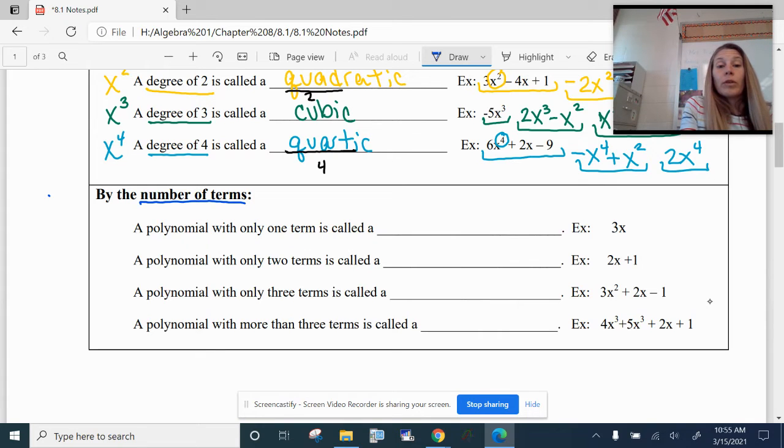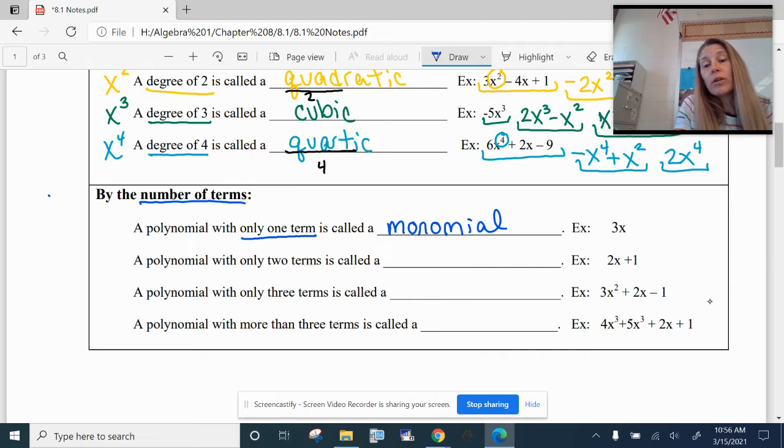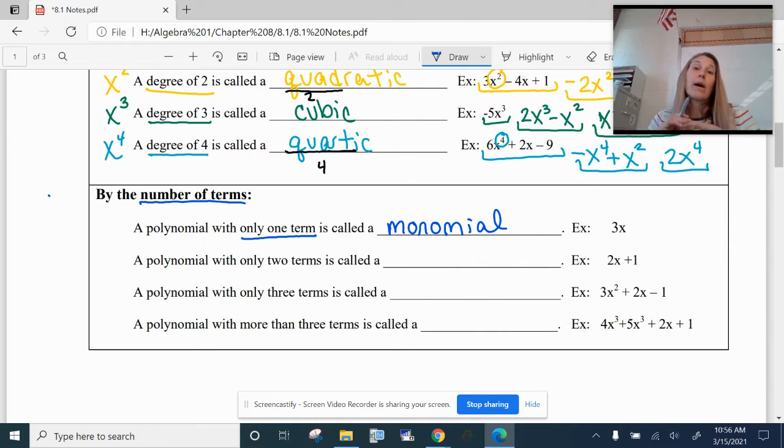So a polynomial with only one term is called a monomial. Now, all of these are going to end with this nomial portion here, but this is a monomial, and monomial means 1. So if you think about someone who's monotheistic, they believe in one God, or if you go to Disney World and you ride the monorail, there's one rail there. And notice that there's nothing being added or subtracted to this term.